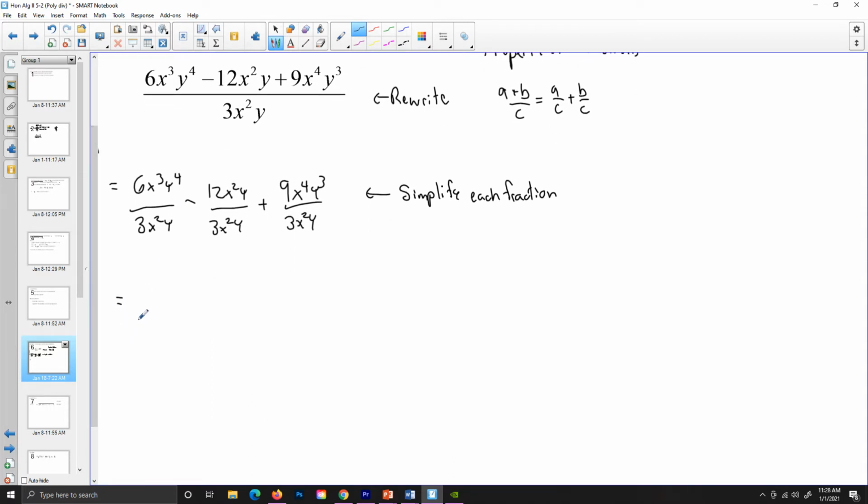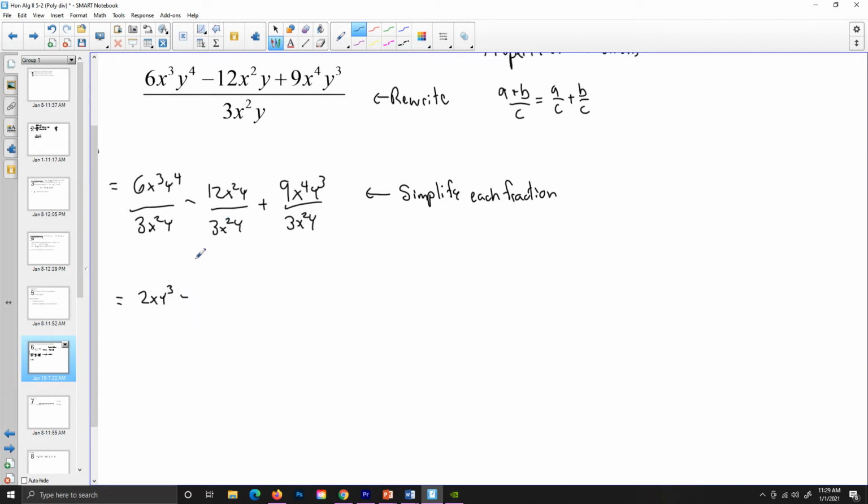From the last lesson, all we're going to do is simplify each numerical value and each pair of variables. So 6 over 3 gives me 2. X to the third over x squared, I subtract 3 minus 2 will give me x to the first, but I won't write 1 as a power. 4 y to the fourth over y to the first, 4 minus 1 will give me y to the third.